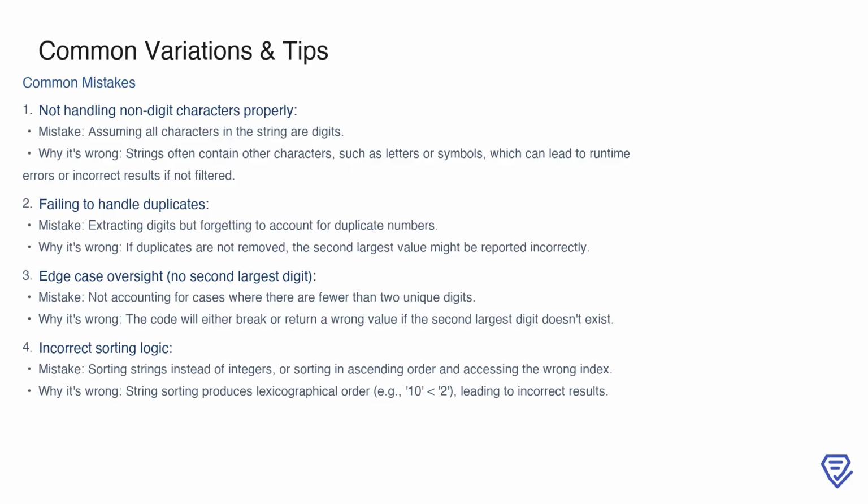Additionally, overlooking edge cases can be problematic. If there are fewer than 2 unique digits, such as in an empty string or a string like 444, your solution needs to handle this gracefully. Finally, incorrect sorting logic is another pitfall. Sorting strings instead of integers may lead to lexicographical order, which doesn't work for numbers. For example, 10 would be considered smaller than 2, which is clearly wrong in this context.